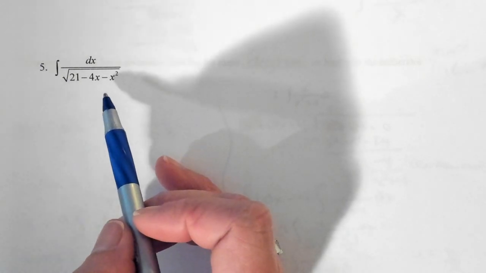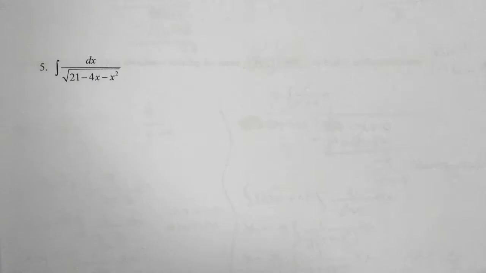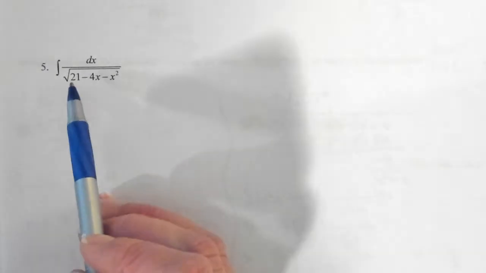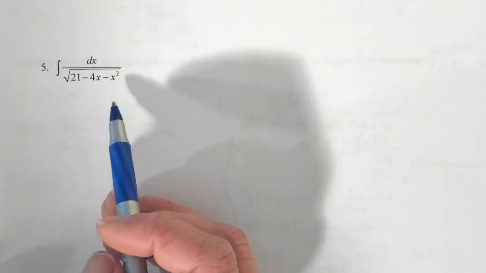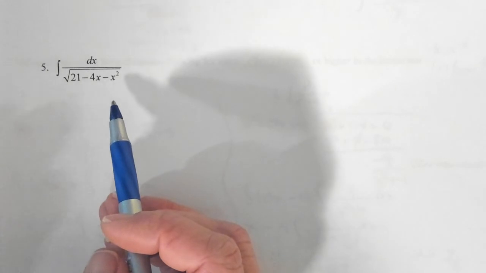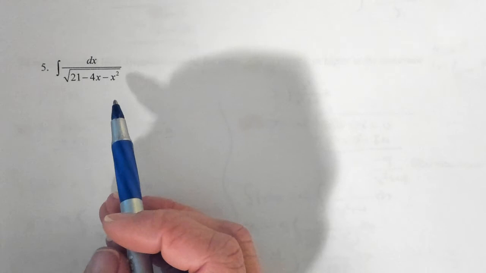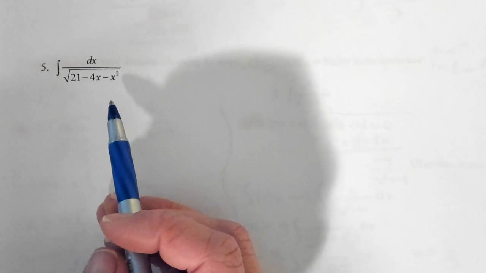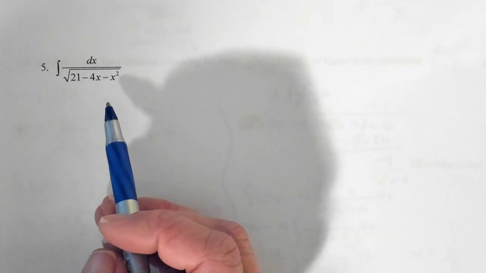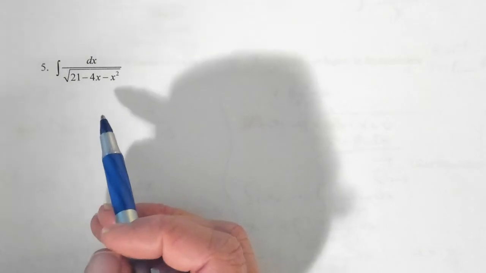Look at your x squared. It's negative. Okay, so here's the thing. The radical tells me that I'm going to have inverse sine. But you have to remember, how do I know it's inverse sine? It's 1 over the square root of 1 minus your x squared. Okay, that's right. So that's where the negative is going to come into play.